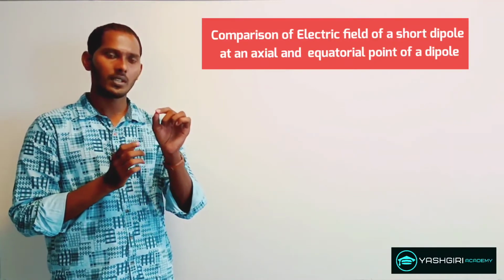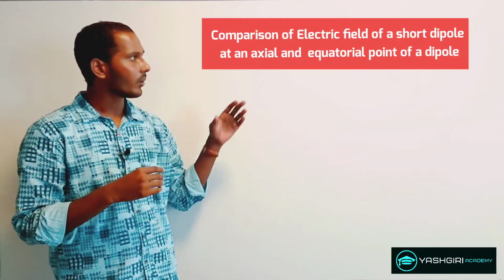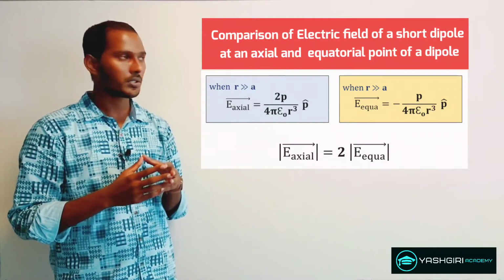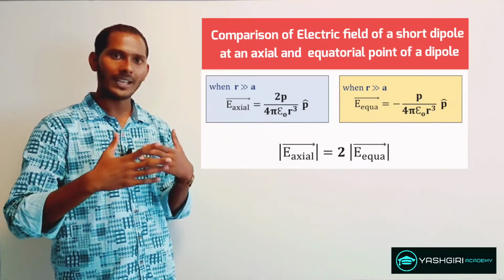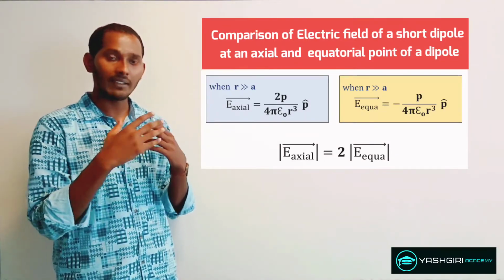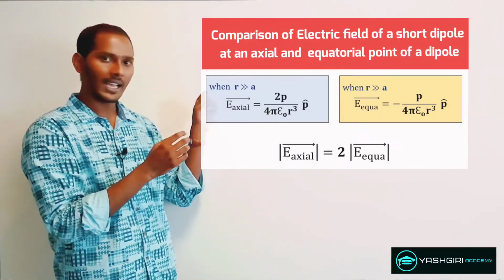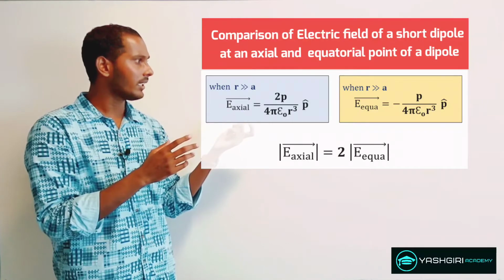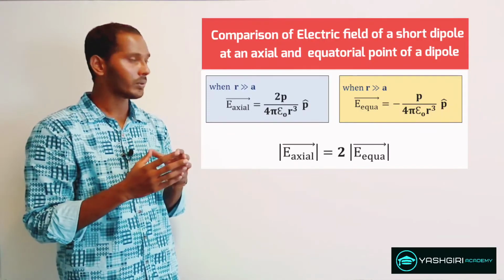Now, for the magnitude of the electric field at a point on the dipole axis and at a point on the equatorial line of the dipole, we have these equations to calculate. If you compare these equations, what I can say is that the electric field produced at a point on the dipole axis is exactly twice the electric field produced at the same distance from the dipole, at a point on the equatorial line. So I can write it as E axial is equal to twice E equatorial. That's the relation between these two equations.